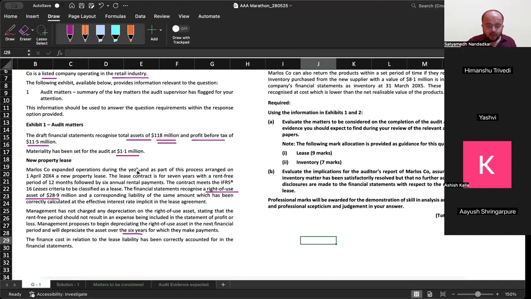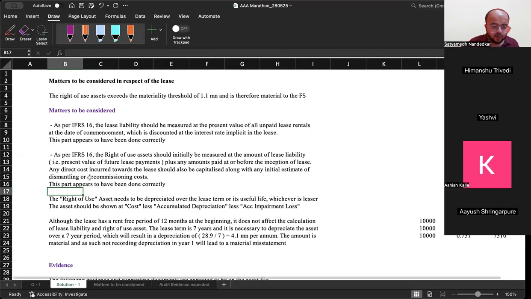Ideally, with respect to the lease liability आपको क्या करना है? With respect to the lease liability there will have to be a finance cost and the lease payment, and apart from that with respect to the right of use asset there will have to be a depreciation. तो लिखो, the right of use asset needs to be depreciated over the lease term or its useful life, whichever is lesser. The asset should be shown at cost less accumulated depreciation less impairment loss.